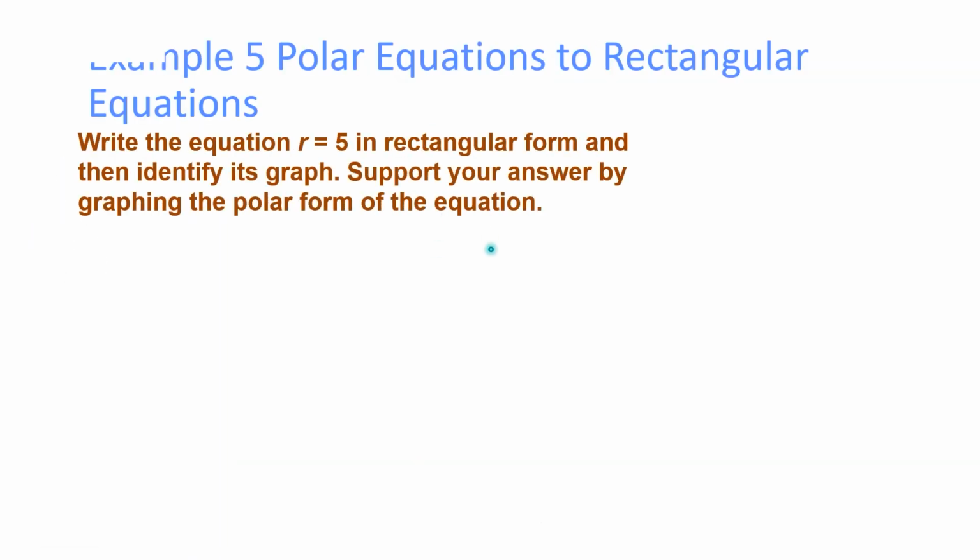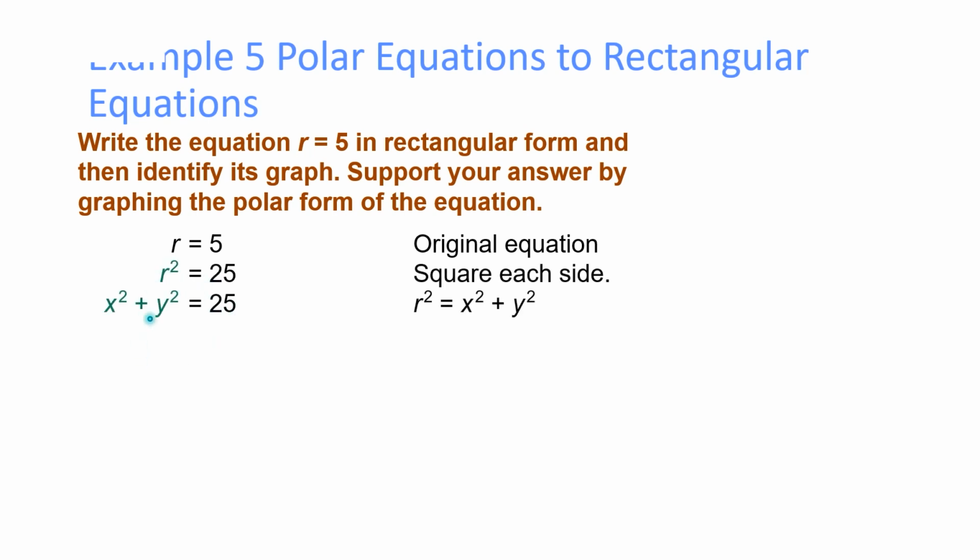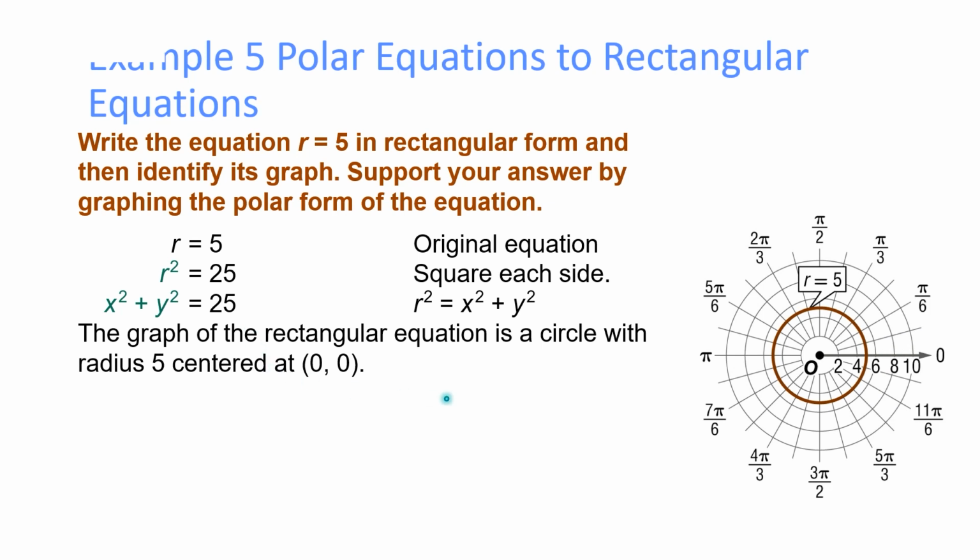Example 5, polar equations to rectangular equations. Write the equation r equals 5 in rectangular form and then identify its graph. Support your answer by graphing the polar form of the equation. So which is the actual equation given? r equals 5, and r squared is 25 by squaring both sides. We know r squared is x squared plus y squared, so it's going to be 25. Now the graph of the rectangular equation is a circle with radius 5 centered at (0, 0).